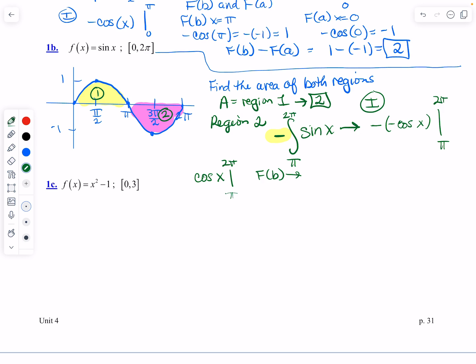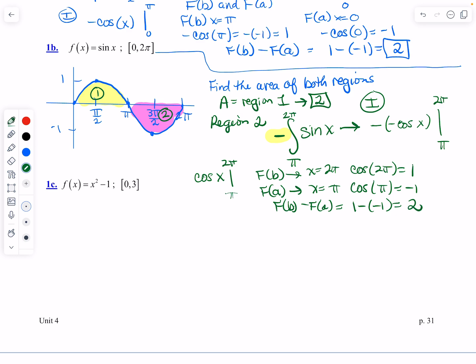That is when x equals 2 pi. So cosine at 2 pi equals 1. F at a is when x equals pi. So cosine at pi equals negative 1. So f at b minus f at a equals 1 minus a negative 1, which also equals 2.